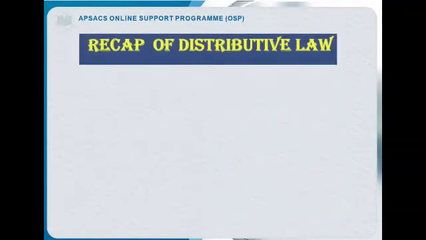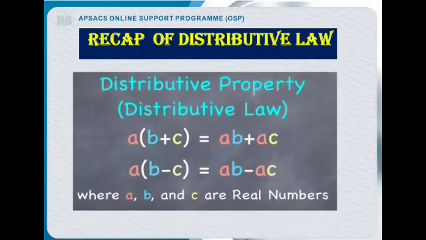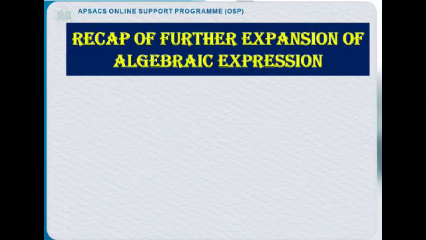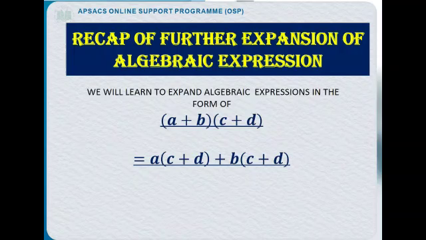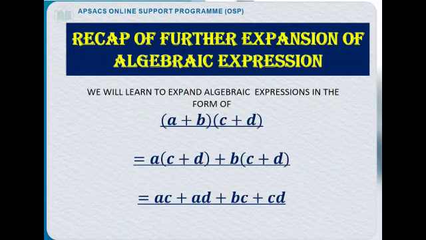Before that, we are going to recap the topic. Recap of distributive law: a(b + c) = ab + ac, a(b − c) = ab − ac. Remember in the previous video, we did expansion of 2 brackets, that is (a + b)(c + d). Remember how we did it? This a is going to multiply with the second bracket, and again this b is going to multiply with the second bracket: ac + ad + bc + bd. Clear?